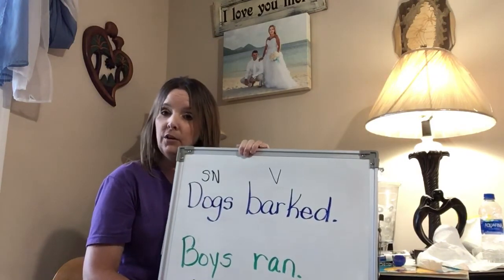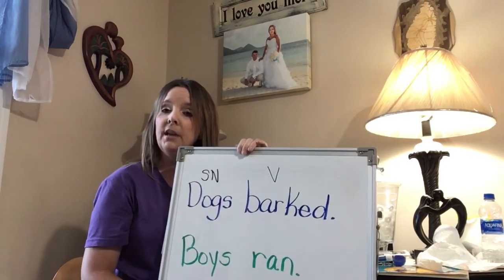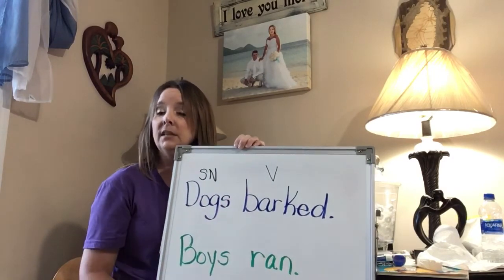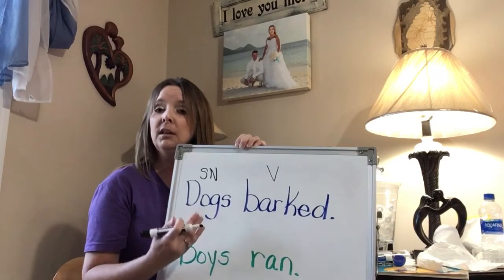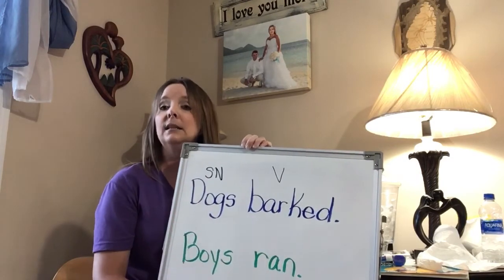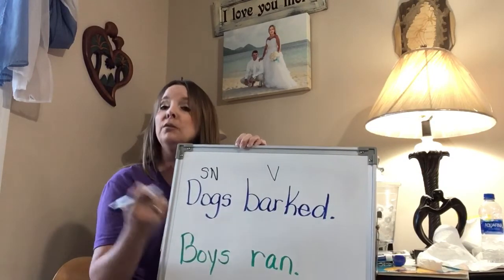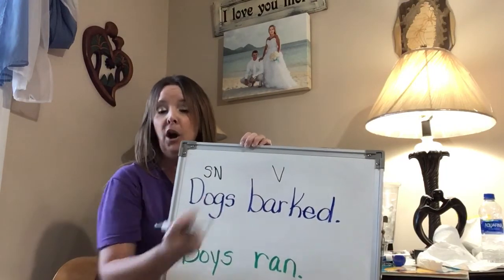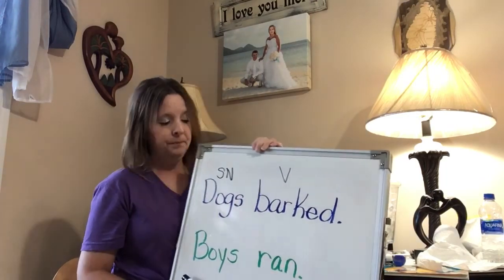Very good, boys and girls. I'm glad you have remembered our question answer flow and you know how to identify the subject, noun, and the verb of a sentence. Remember, the subject noun is who or what the sentence is about, and the verb shows action. That's the doing part. What did those dogs do? They barked. That's the verb.